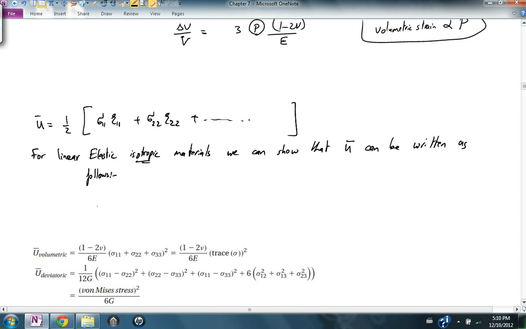When you replace the strains with the stresses, you can show that U is equal to a volumetric component plus a deviatoric component. The volumetric component is dependent only on trace sigma, which is 3p, and the deviatoric component is a function of the von Mises stress, which shows the von Mises stress is actually responsible for the change of shape.